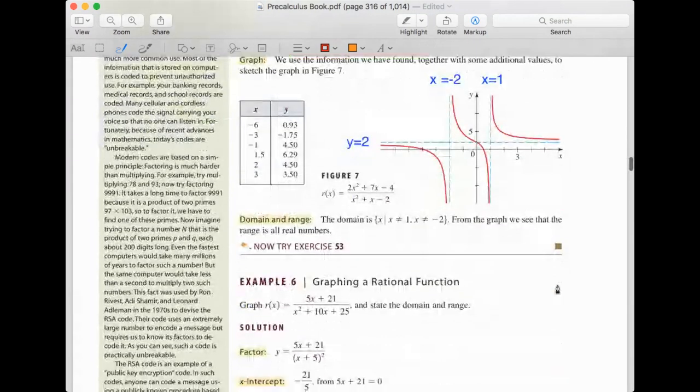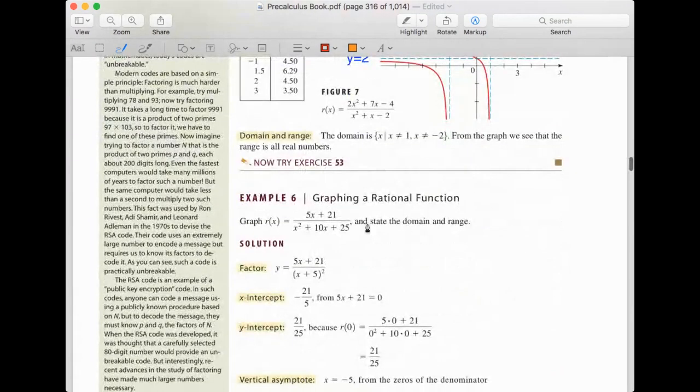Okay, let's see more. Let's see how we graph these functions. The numerator is 5x plus 21. The denominator is x squared plus 10x plus 25. But let's put them in factor form. The denominator is a perfect square, x plus 5 squared. So let's find the x-intercept. We set this equal to 0.